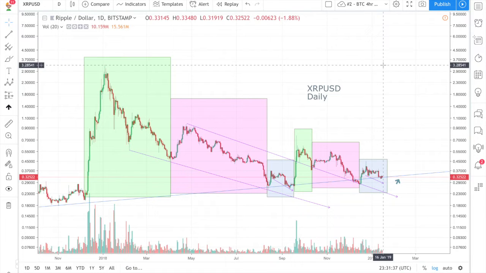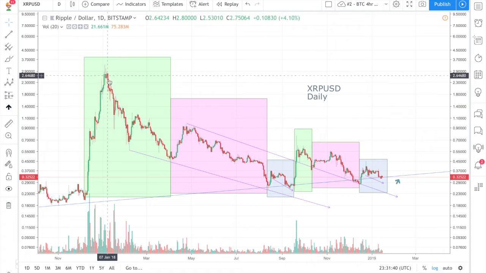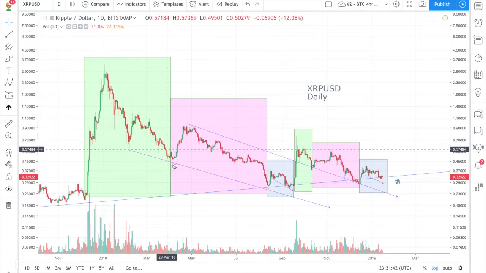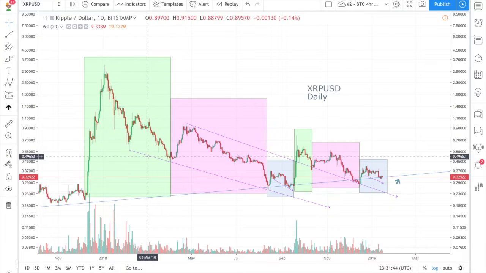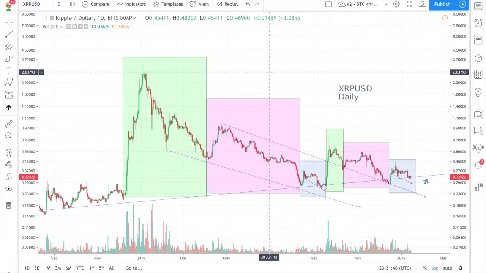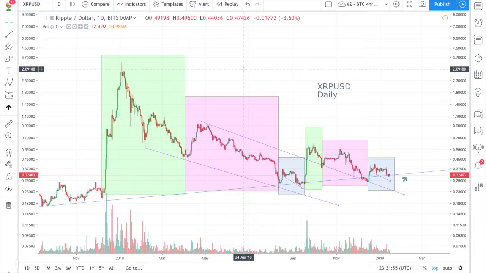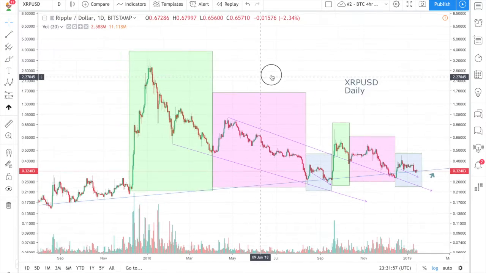So for those of you who don't know, a fractal is just basically a formation or pattern in the charts that is repeated. We see it a lot through XRP especially. So we try and have a look for these things and see how the traders respond to basically human emotion, and it's just a cycle that just repeats itself.